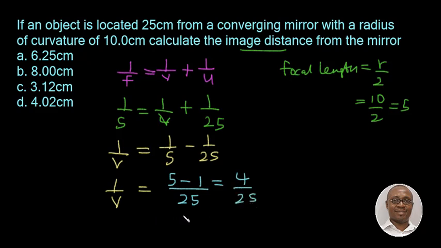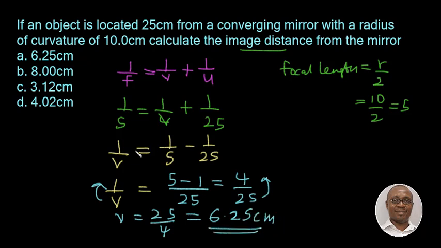All right, so now we're going to invert in order to find V. So we're going to invert the fractions on both sides. So we have V finally equal to 25 over 4. Then if we punch this on our calculator, we're going to have a final answer that is a decimal number of 6.25 centimeters. So this is our final answer, and this goes with answer option A.